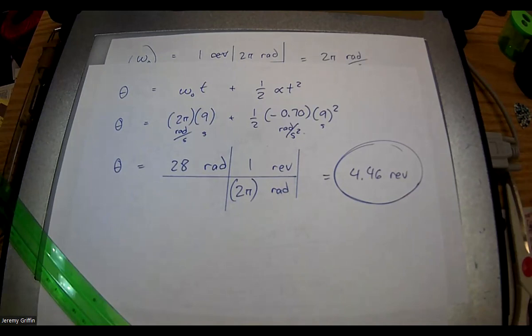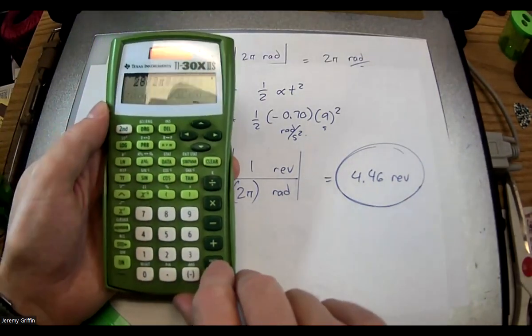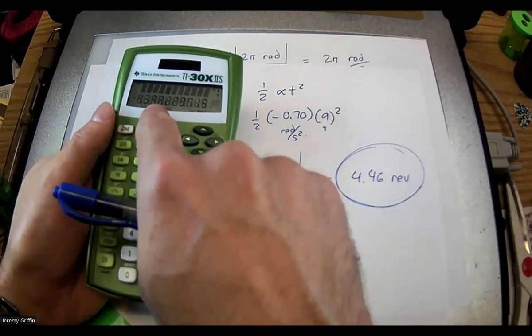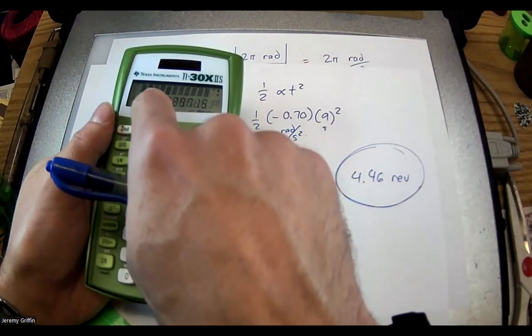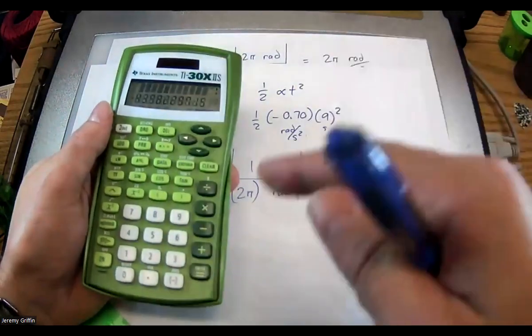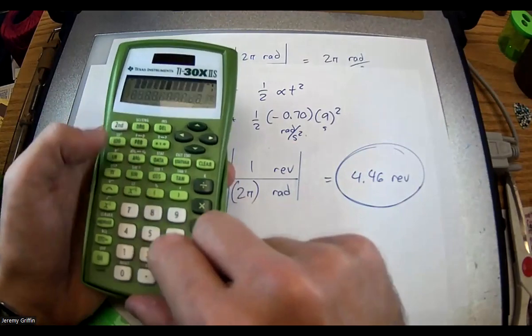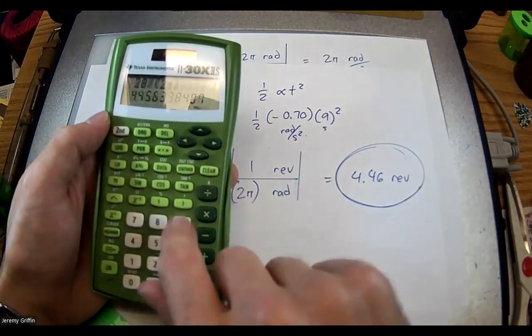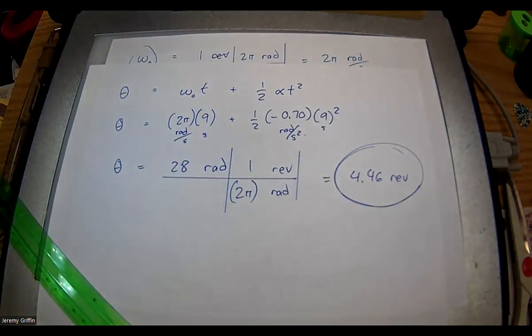You just divide it by 2 pi? Now, if you do 28 divided by 2 pi like that, it'll give you the wrong answer. The way the calculator interprets that is it divides by 2 and then multiplies by pi. So what you have to do is group the 2 pi in parentheses. Then it'll give you the correct answer. There you go, about 4.5 revolutions.